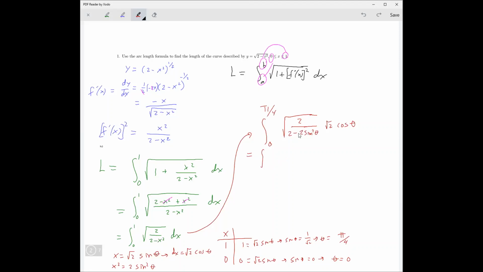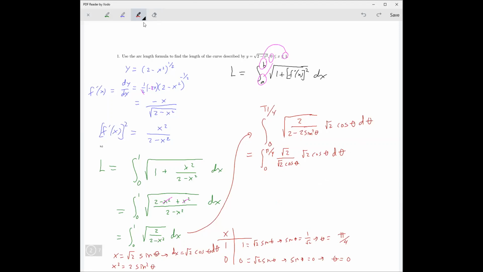And let's see here. The denominator becomes 2 cosine squared, but when you take the square root, you're going to get root 2 cosine theta. Oh, I forgot the d theta. Forgot the d theta there too.